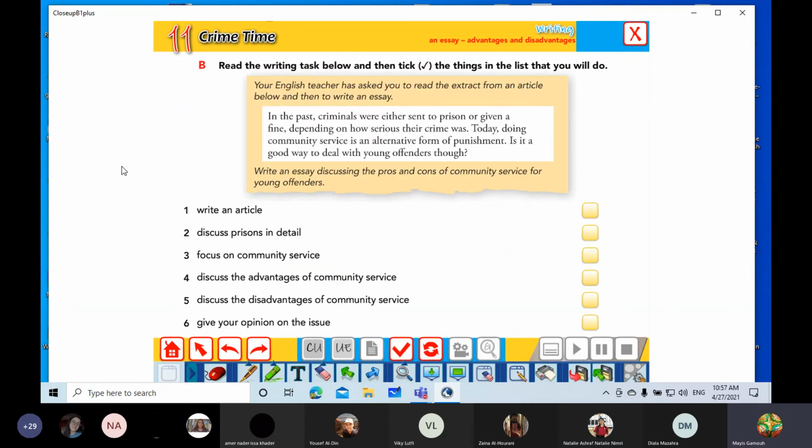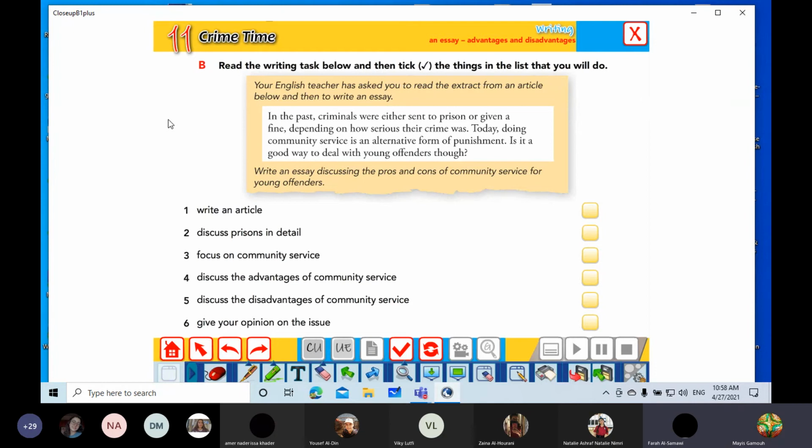Let's go to exercise B in here. Read the writing task below and then tick the things in the list that you will do in order to write an essay. Farah, read the extract in here. Your English teacher has asked you to read the extract from an article below and then to write an essay. In the past, criminals were either sent to prison or given a fine, depending on how serious their crime was. Today, doing community service is an alternative form of punishment. Is it a good way to deal with young offenders, though? Write an essay discussing the pros and cons of community service for young offenders.